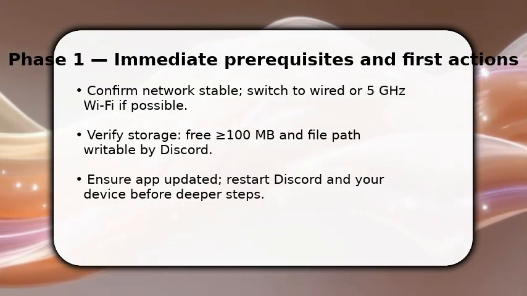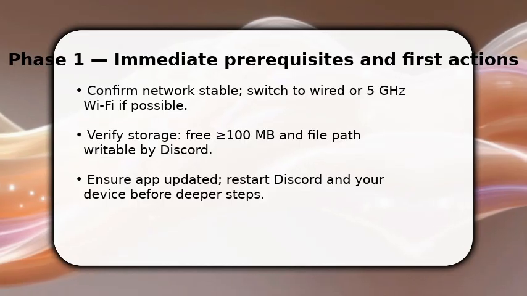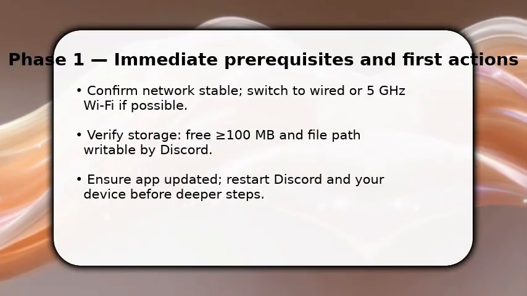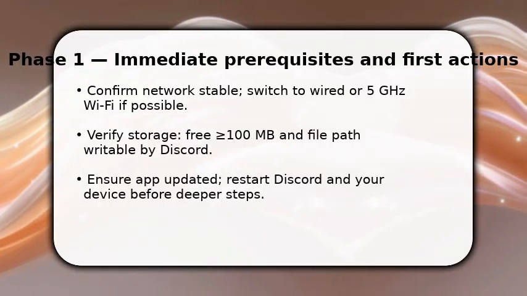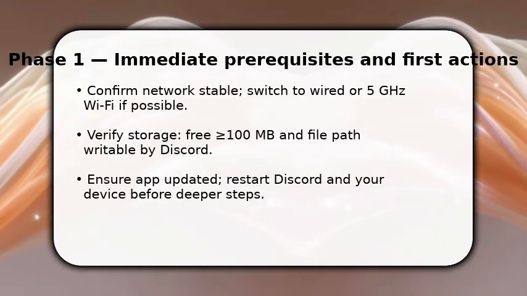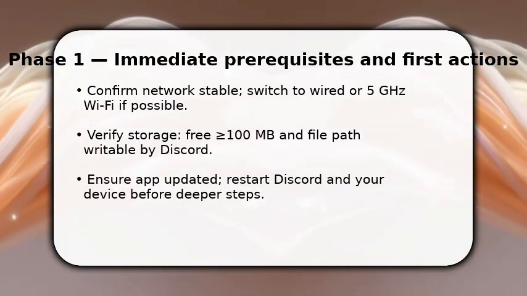Next, verify the folder where files save is writable by your account. Permissions often cause save failures. If you use cloud drives, pause syncing. These first actions remove the most common causes quickly, and they prepare the system for the deeper fixes that follow.